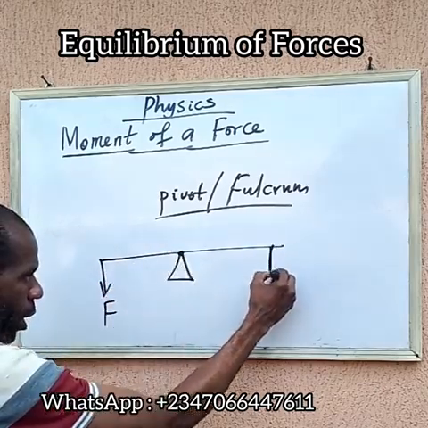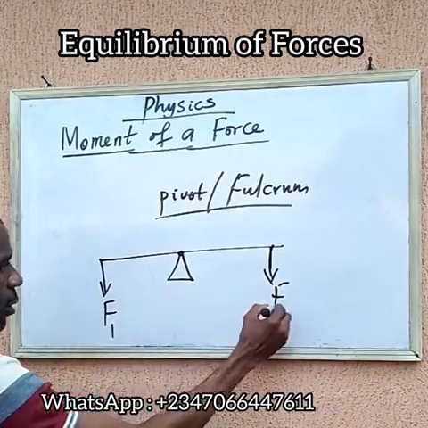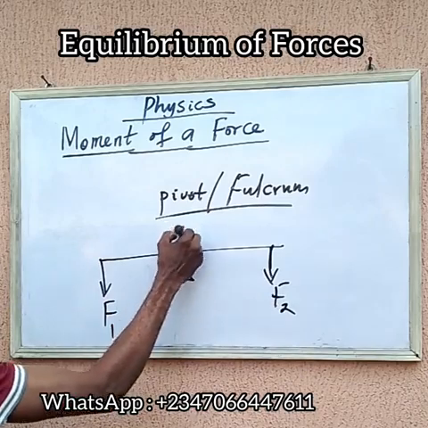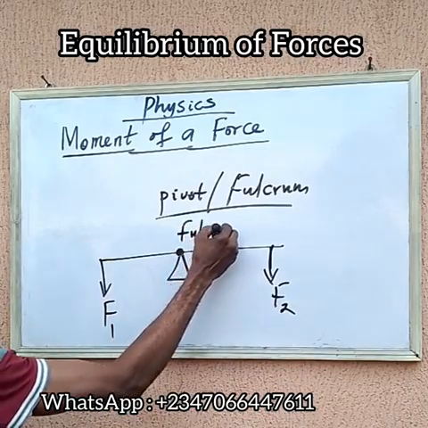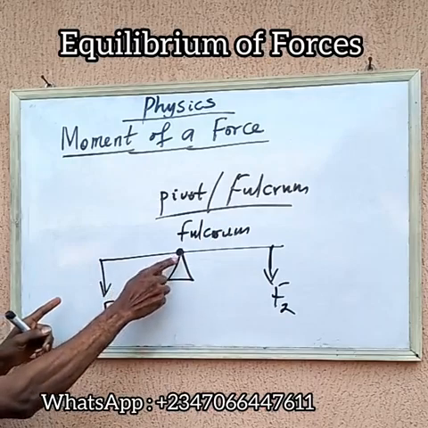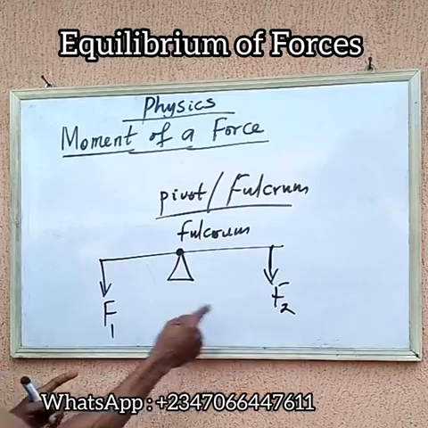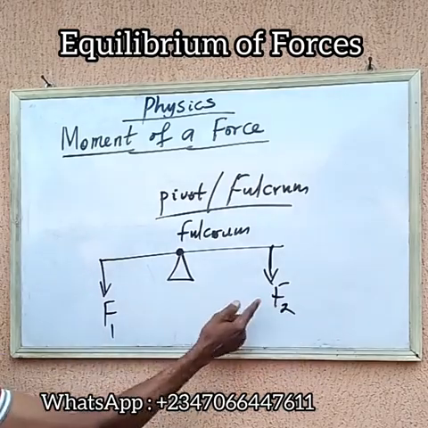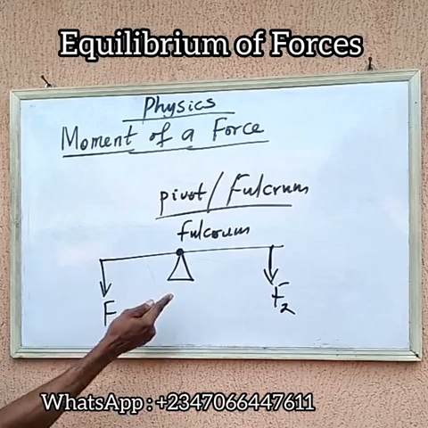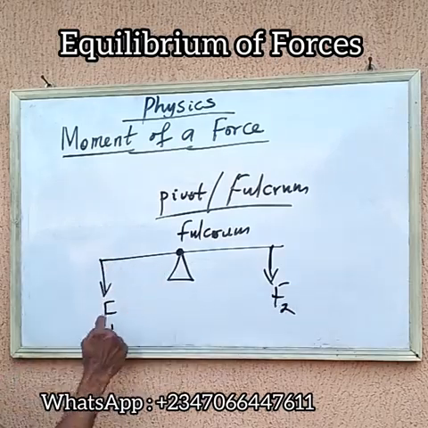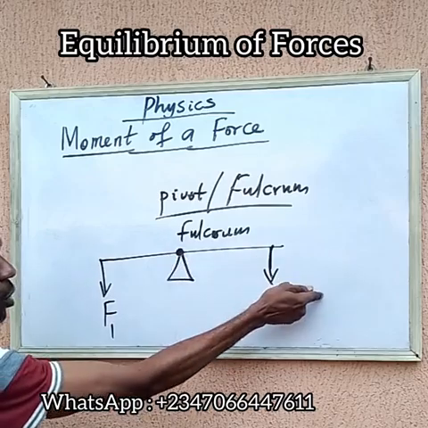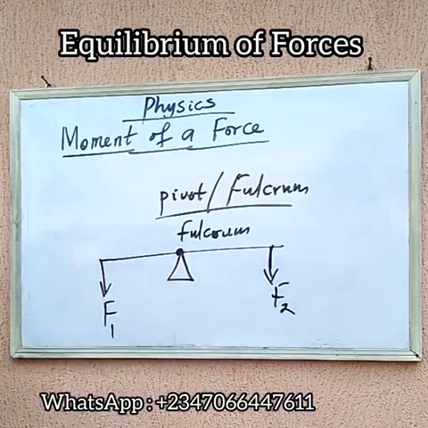Then let's say we put another force here. Okay, this is F1, this is F2, and here is the point of turning. This is called the fulcrum, or the pivot point. So this force will cause this body to either move down this way or move this way. If this F1 here is greater than this F2, what will happen? This body will move down this way. It will turn and move towards this direction. But if F2 here is greater than F1, what will happen? This body will turn to this direction. So this turning effect is what we call the moment of the force.